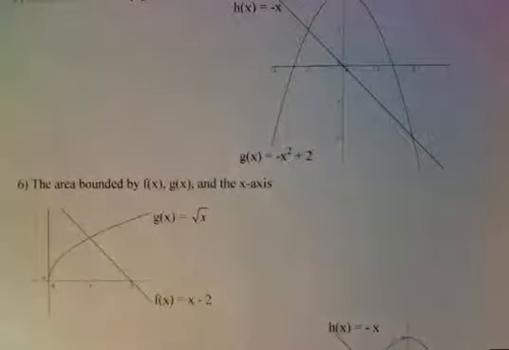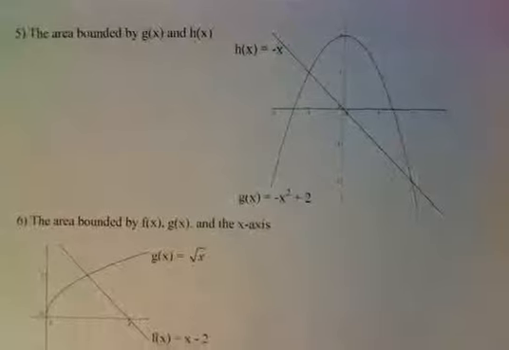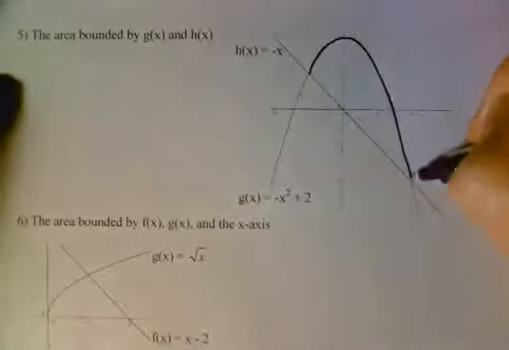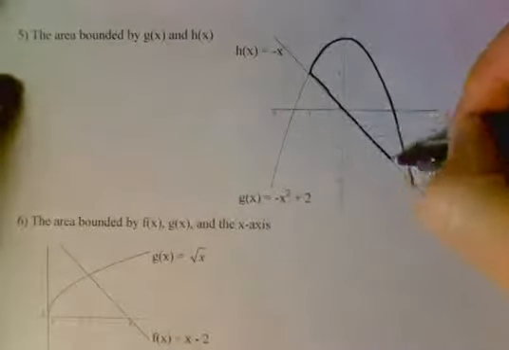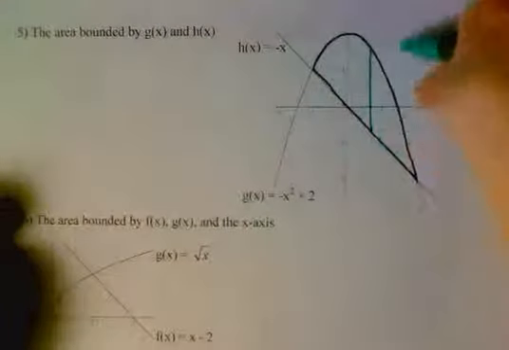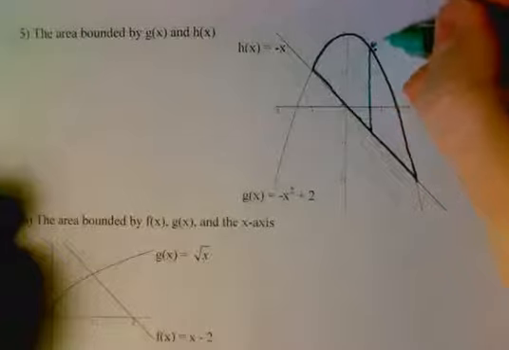Here are some more examples. Still the same idea though. Bounded by just means enclosed by, so we've got g of x and h of x. Here's a sample rectangle. The infinitely thin width is in the x direction, so that's dx.